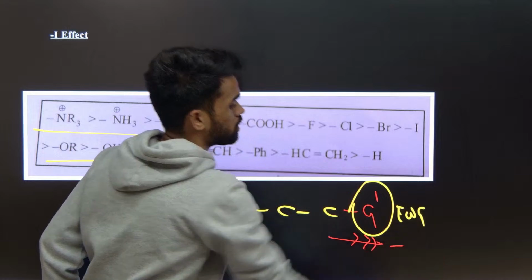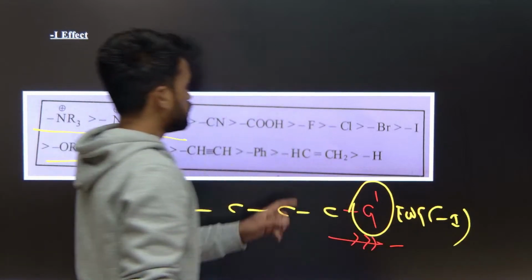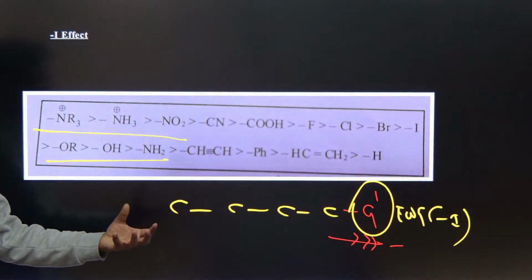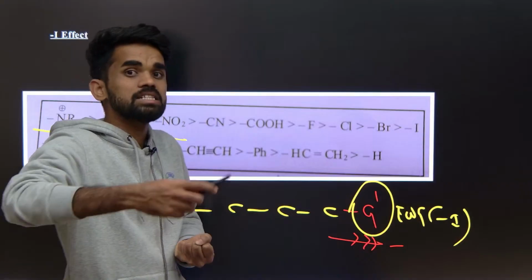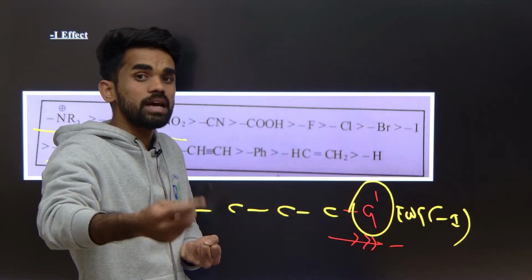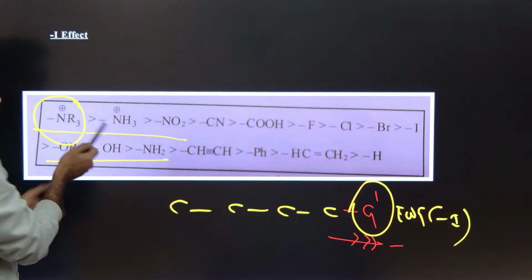What I am saying, electron withdrawing group or simply -I group. Okay, so now which group will be having more ability to drag the electrons towards itself can be considered strong, that group as strong electron withdrawing group. Out of this, see, NR3+ is having more -I in nature.